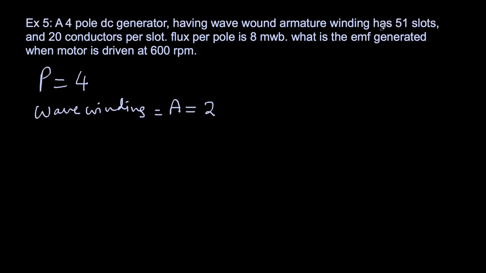The wave wound armature winding has 51 slots and 20 conductors per slot. So the total conductors is nothing but slots multiplied by conductors per slot.